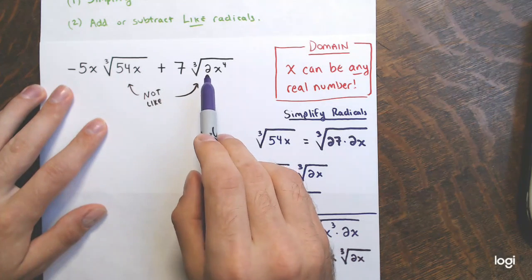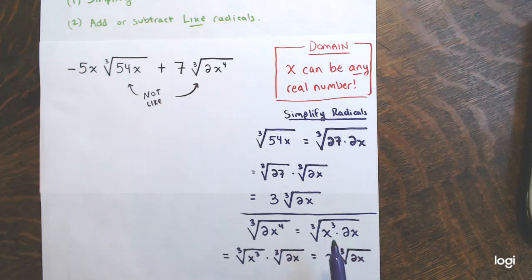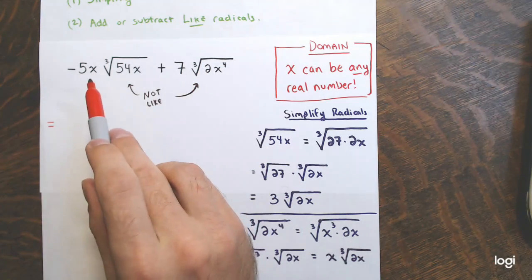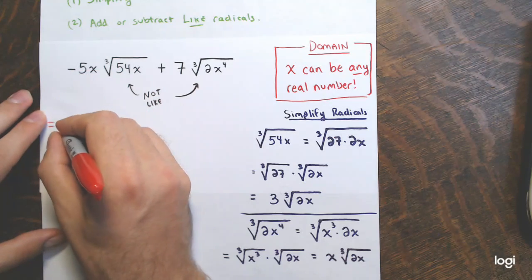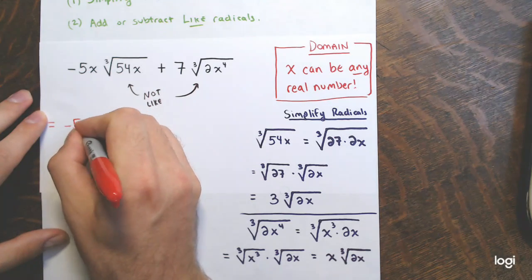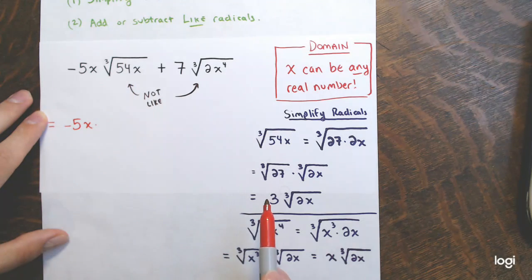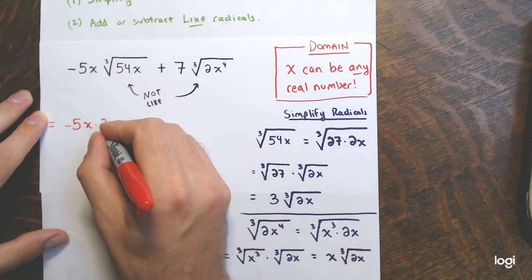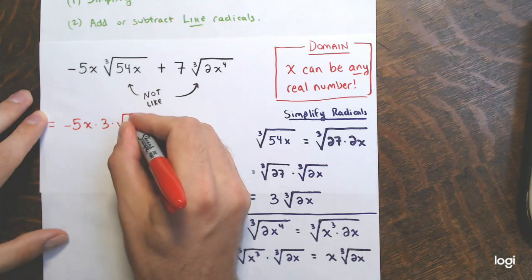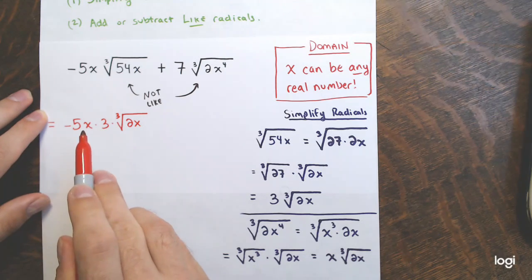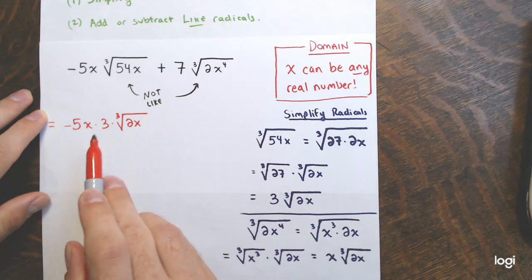So I'm going to replace this cube root of 2x to the fourth with x times the cube root of 2x in a second. All right, so let's do that. This expression I started with, the first term, I have negative 5 times x times, and then replacing the cube root of 54x with these factors, 3 times the cube root of 2x. We'll multiply negative 5x times 3, that's negative 15x, so I'll put that out front in a second.